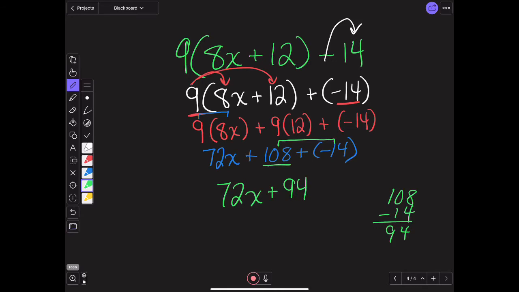Okay, 72x plus 94. Those are not like terms. So that is your combined final answer.